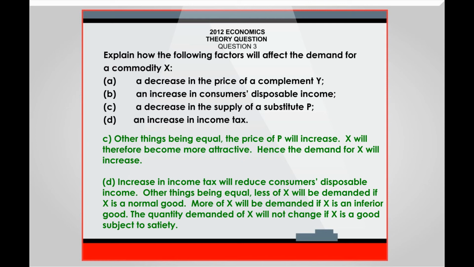D. Increase in income tax will reduce consumers' disposable income. Other things being equal, less of X will be demanded if X is a normal good. More of X will be demanded if X is an inferior good. The quantity demanded of X will not change if X is a good subject to satiety.